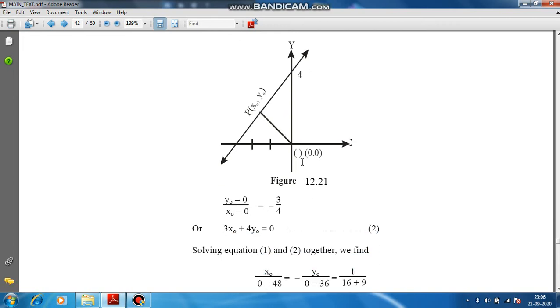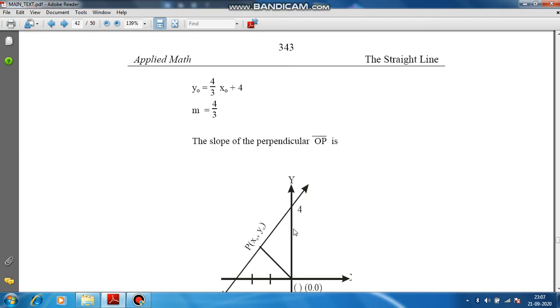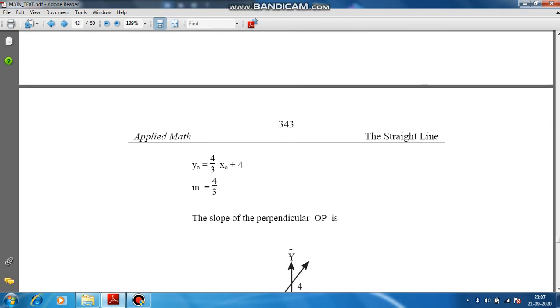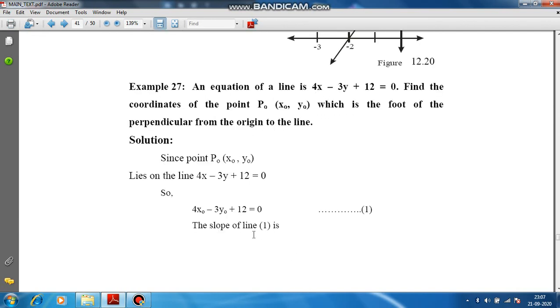Okay. So now the equation of this perpendicular can be obtained using point slope form, that is (y minus 0) upon (x minus 0) equal to minus 3 upon 4. So this implies 3x naught plus 4y naught equal to 0. And we know that (x naught, y naught) is a point which also lies on the given line, so it should satisfy the equation. Therefore 4x naught minus 3y naught plus 12 equal to 0.